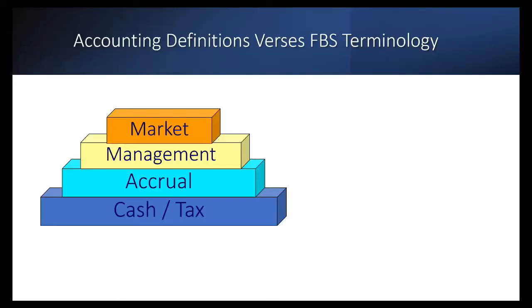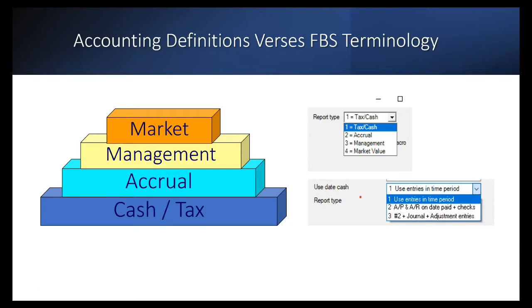So we've seen this pyramid. Norm uses it quite often in his presentations. So I want to try to match up the FBS terminology with these report levels.